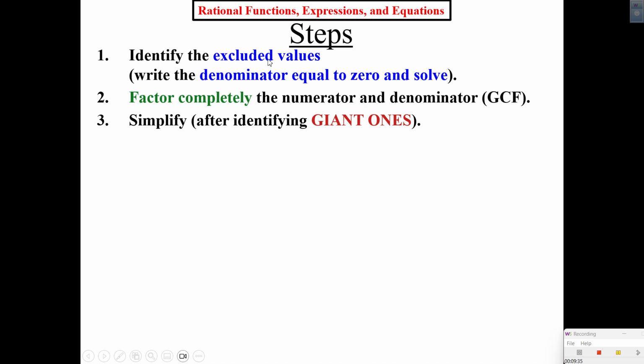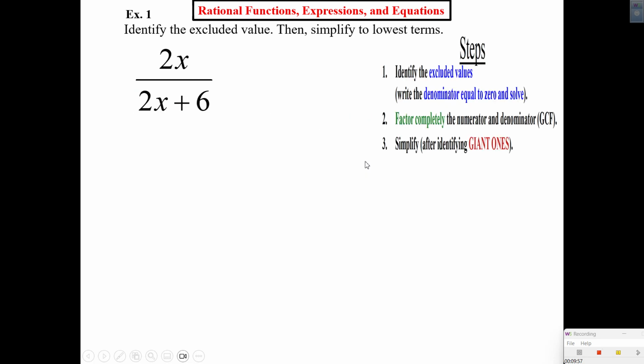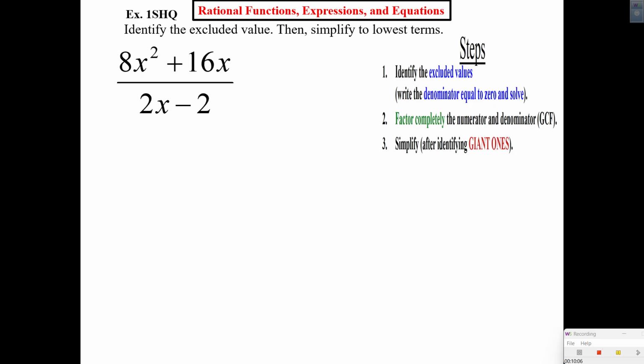Yesterday, I gave you some steps. I said not to copy them. I just had them on the screen so we can use these. To find the excluded value, what did we do? We set the denominator equal to 0, and we solved. From there, we simplified the fraction by factoring completely top and bottom, and then identifying common factors. All right, so we did this one, this one, that one, that one, this, that, and that.